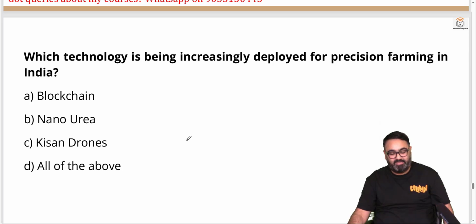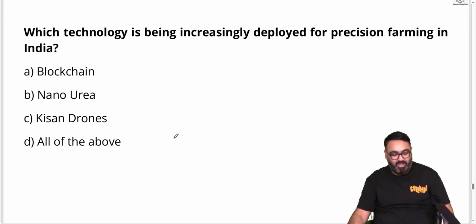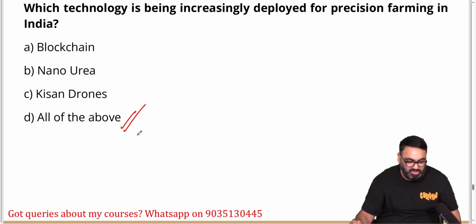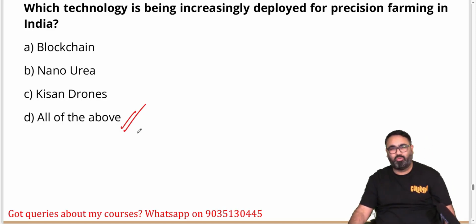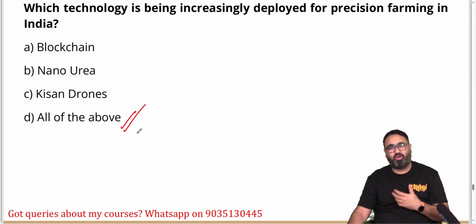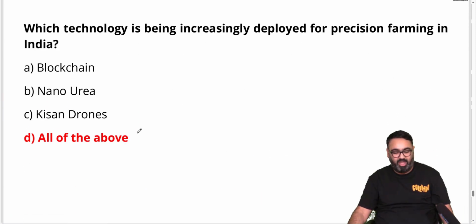Next, which technology is being increasingly adopted for precision farming in India? Blockchain, nano urea, Kisan drones, all of the above. All of these are being used. Blockchain is being used to assimilate a lot more data to help the farmers with their prediction methods of how the weather would be or what kind of crops would help them achieve a better outcome. All of the above are being used.